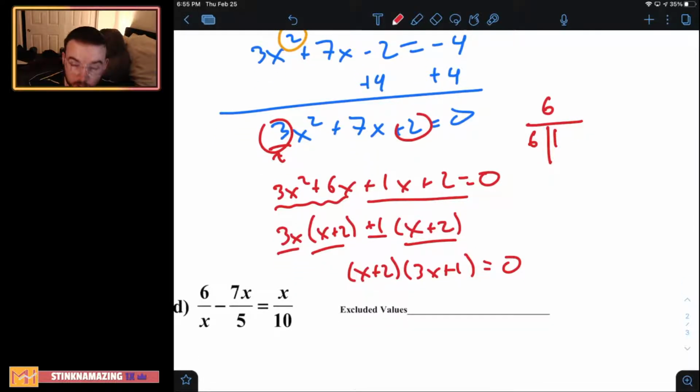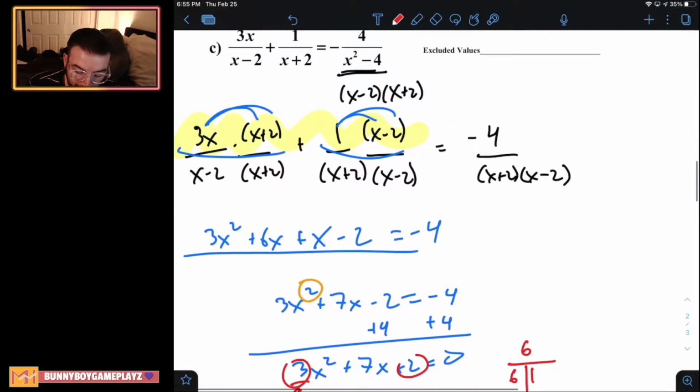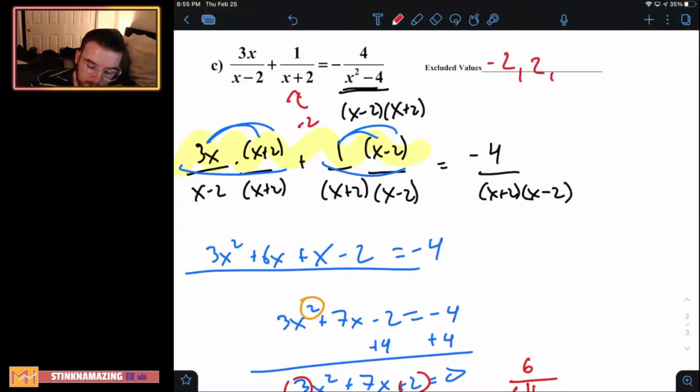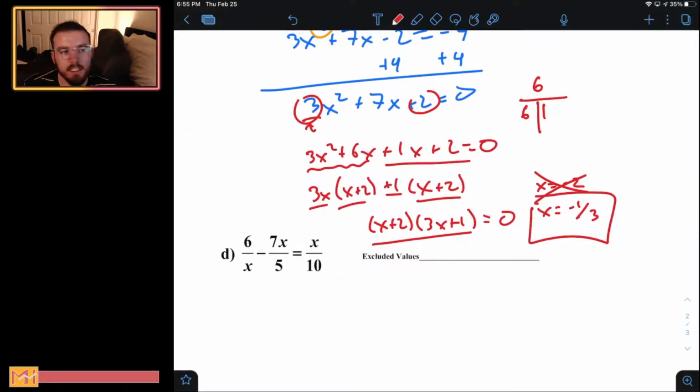Well, not quite our solution, right? Those are our factors, so our two solutions are negative 2 and negative 1/3. Are either of those excluded? Yes, indeed. Negative 2 is excluded, as well as positive 2. So that guy's out. We only have one solution.